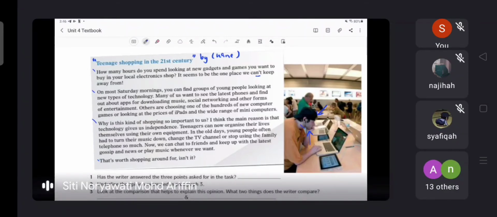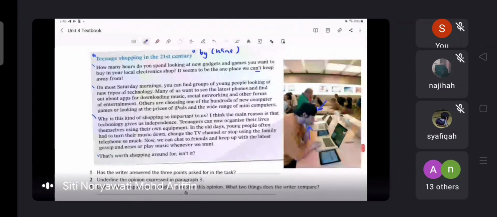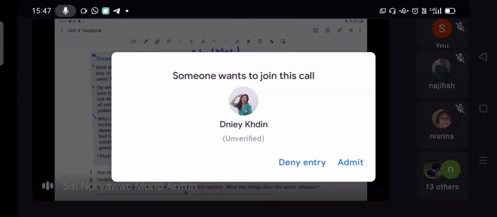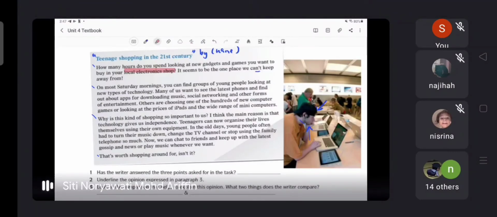Okay, wait. Now we have already read 2 paragraphs. So far, does the writer answer the questions? Does the writer fulfill the requirement of the task? Does the writer talk about what kind of shop? Is it there? What kind of shop is it? He mentions, yes, electronic shop. He says local electronic shop. So a local electronic shop means an electronic shop that is near your house. It doesn't mean that if your house is in Ipoh, you go to an electronic shop in Kampung Gajah.